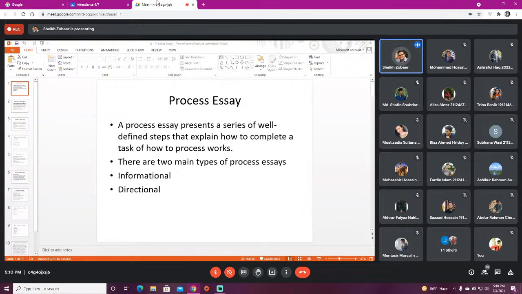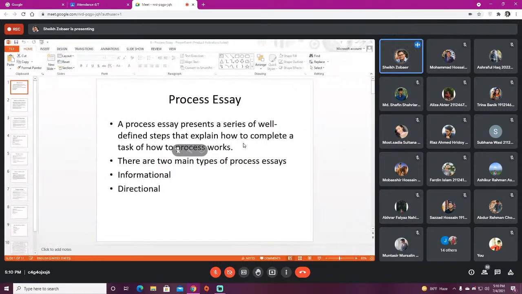Let's talk about process essay. I cannot go full screen for some reason. Even if I go full screen, it does not appear like that on the screen. So I'm just using this slide here, but I hope the font is big enough for you guys to be able to see and read.